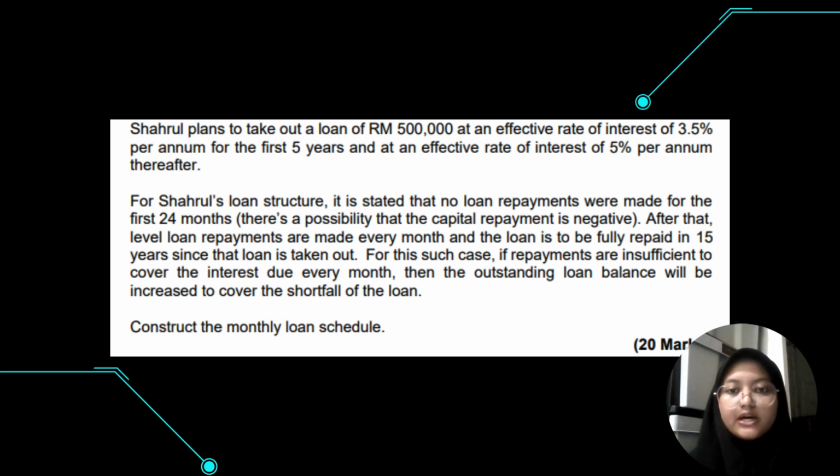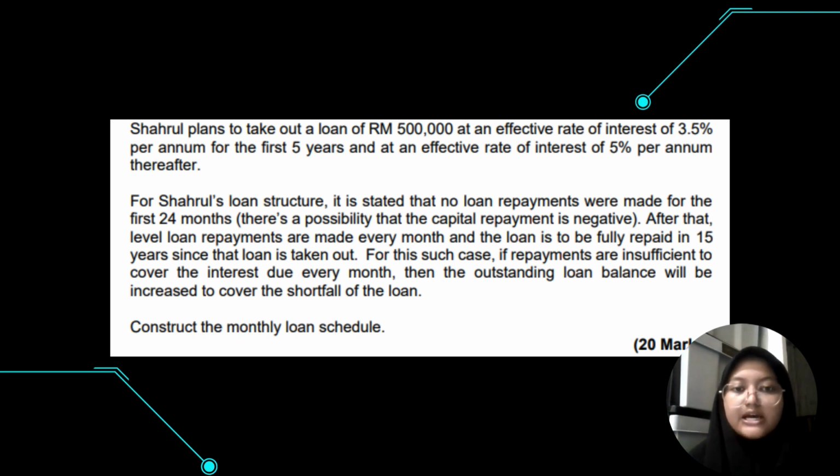Shahrul plans to take out a loan of 500,000 at an effective rate of interest of 3.5% per annum for the first 5 years and at an effective rate of interest of 5% per annum thereafter. For Shahrul's loan structure, it is stated that no loan repayments are made for the first 24 months. There's a possibility that the capital repayment is negative. After that, level loan repayments are made every month and the loan is to be fully repaid in 15 years since the loan is taken out.